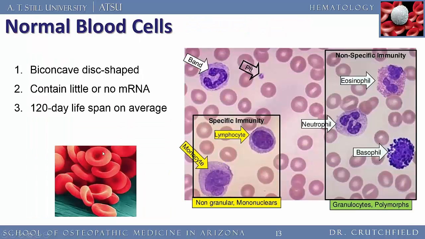So normal red cells, you know what they look like. They look like little flying saucers. They're biconcave discs. They really have little or no mRNA as they mature. And on average they live about 120 days before they're cleaned out by the spleen in an adult. And I give a lecture on the spleen a little bit later, and we go through what the spleen does. But let's take a look at this photo over here.